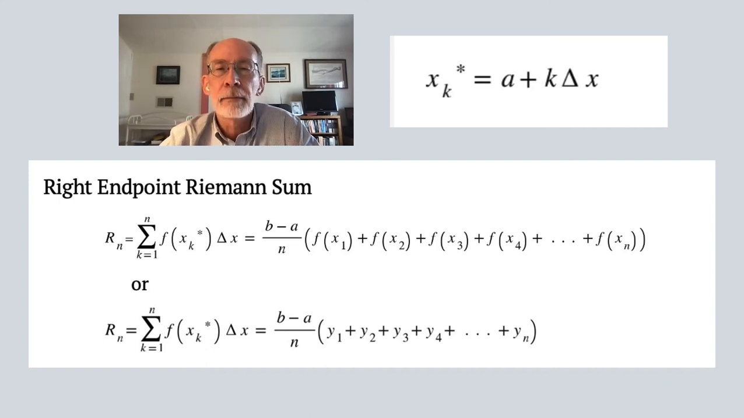I could take those f's and just call them y's. So I could take f of x1, call it y1, I could take f of x2 and call it y2, and so on, and that gives me a slightly more streamlined formula. So if you needed an expression that would pop out the right endpoint sum, this would be it. It's b minus a all over n times the sum of all of the function values except the one at the very leftmost, f of x naught.